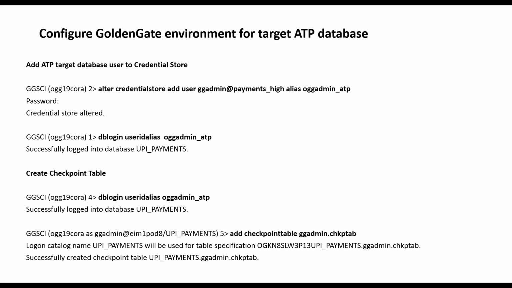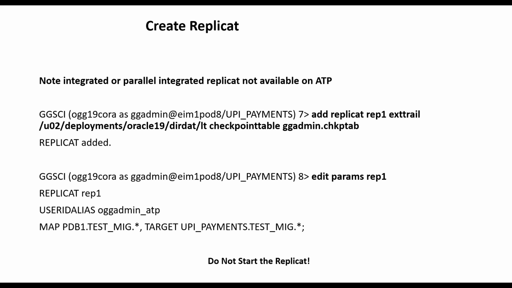So now I'm going to configure my GoldenGate environment to be able to connect to my target ATP database. So I just have to create the credential store now. In this case, the credential store will have the credentials of the user I created just now in the autonomous database. So my user was ggadmin. My database was payments_high. And after that user has been created, I will also go and create what's called a checkpoint table that is used by GoldenGate. So the checkpoint table is being created in my target database.